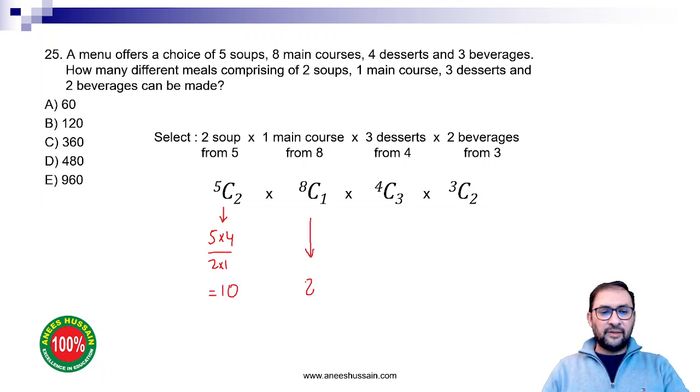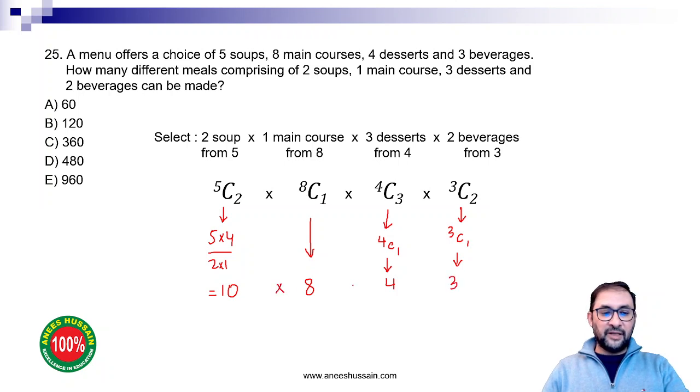8C1 is 8. 4C3 is the same as 4C1, so it's going to be equal to 4. I hope you remember that 4C3 and 4C1 are going to be the exact same values. And 3C2 is the same as 3C1, so that's going to be equal to 3.